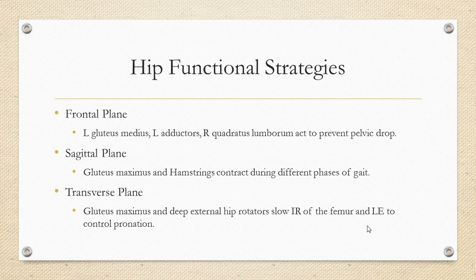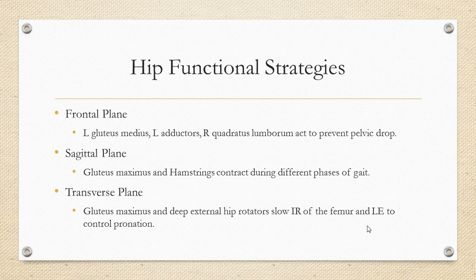We move them up into standing. So now we have them standing on their left lower extremity. We are firing the left gluteus medius, the left adductors, and the right quadratus lumborum while we're performing right hip abduction. So a lot is going on in that, and so if we're seeing pelvic drop during that activity, we know we need to address somewhere one or all of these muscles.